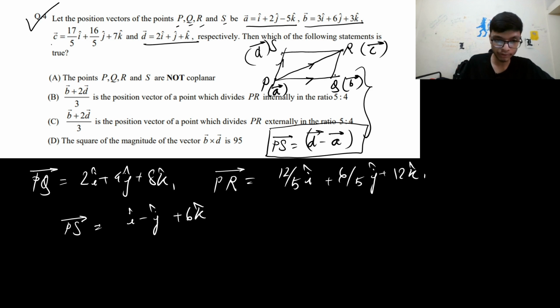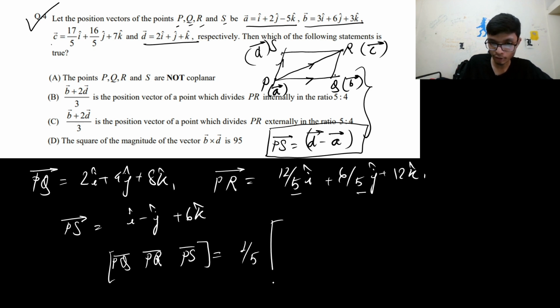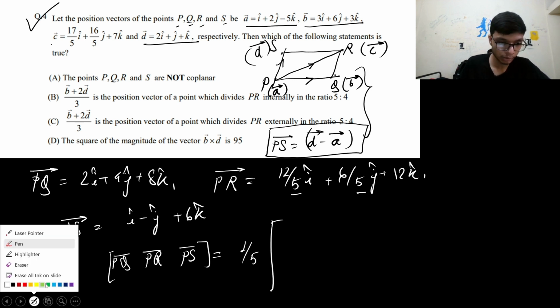From here, we take the scalar product of all three vectors, that is PQ vector, PR vector and PS vector. What will be the value of the scalar product? That is basically solving the determinant. We can see 1 by 5 is common in the PR vector, so let me take 1 by 5 common, and then we solve for the determinant value.